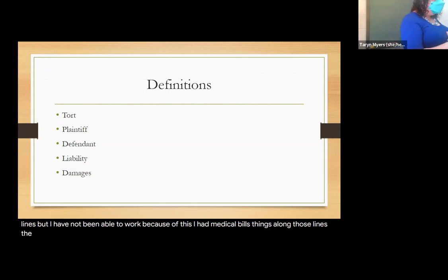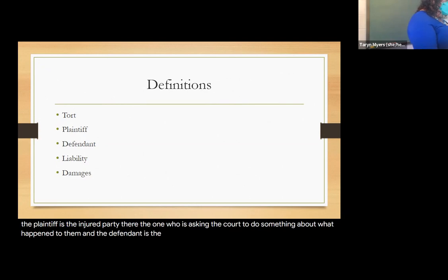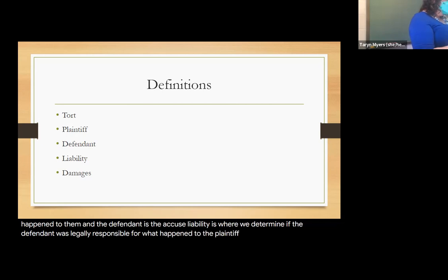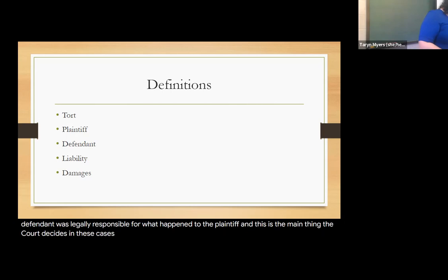The plaintiff is the injured party. They're the one who is asking the court to do something about what happened to them. And the defendant is the accused. Liability is where we determine if the defendant was legally responsible for what happened to the plaintiff. And this is the main thing the court decides in these cases.